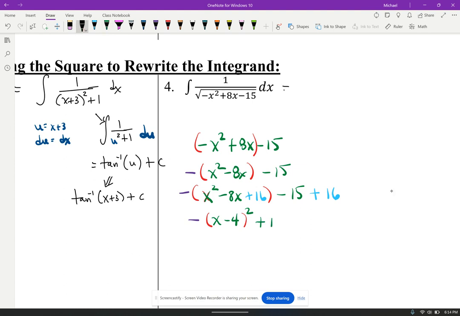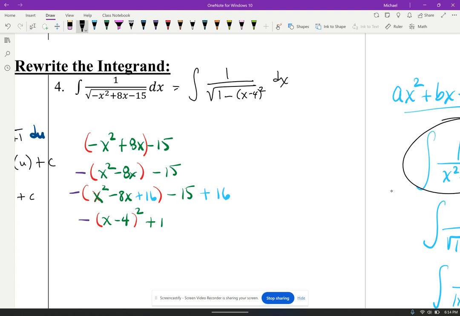Okay, so that means this is equal to 1 over the square root of negative x minus 4 quantity squared plus 1. Or would it be nicer if I reversed it and I said positive 1 minus x minus 4 squared dx? Because now, when I look at this, what do you think the u is in this situation? If you said x minus 4, you'd be correct.